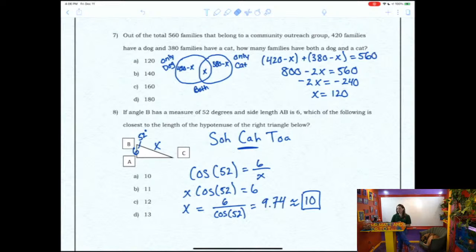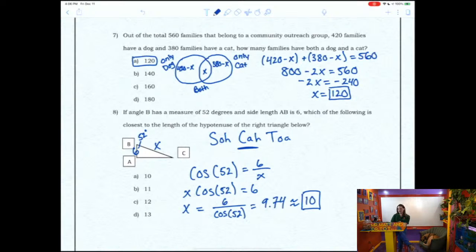So then we combine like terms and get 800 minus 2x is equal to 560. Subtracting 800 on both sides, we're going to get negative 2x is equal to negative 240. Dividing by negative 2, you're going to find x is equal to 120. So there are 120 families that have both a cat and a dog.